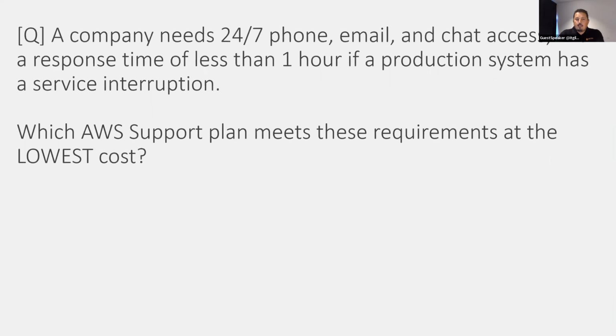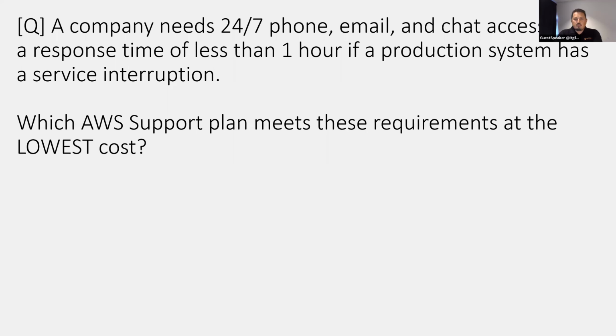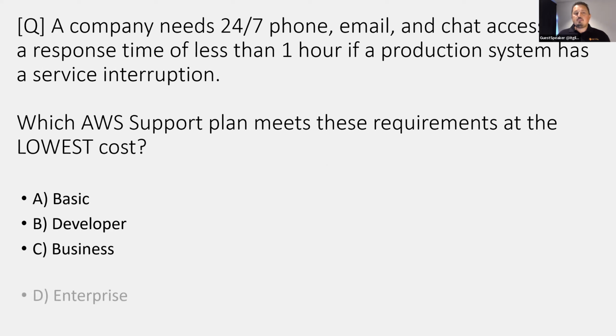So we have one small question. A company needs 24/7 phone, email, and chat access with a response time of less than 1 hour if a production system has a service interruption. Which AWS support plan meets these requirements at the lowest cost? A, basic; B, developer; C, business; D, enterprise.